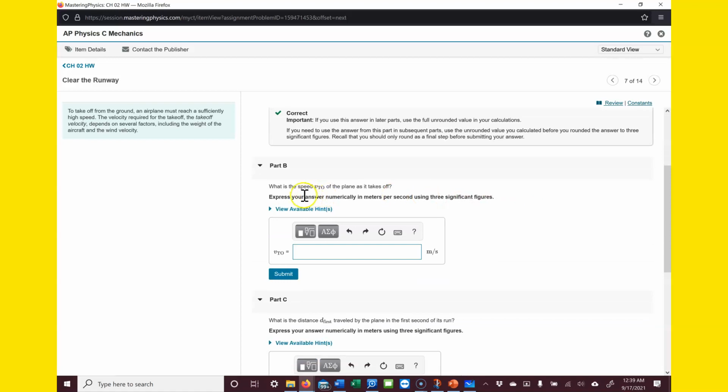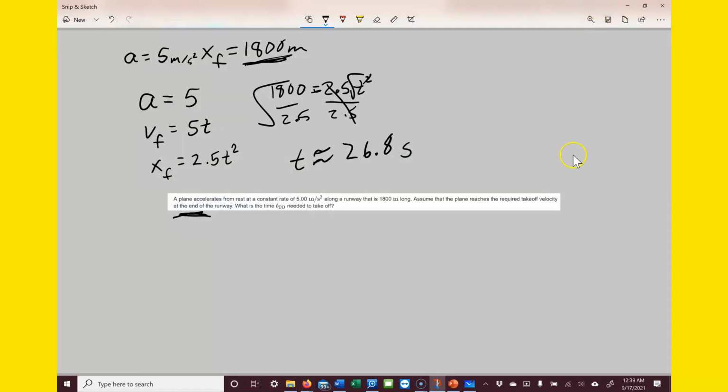Okay. Part B, what is the speed of the plane as it takes off? Well, that shouldn't be too hard because we've already got the velocity equation that we need. And we know the time, so we got it. Vf equals 5 times 26.8.